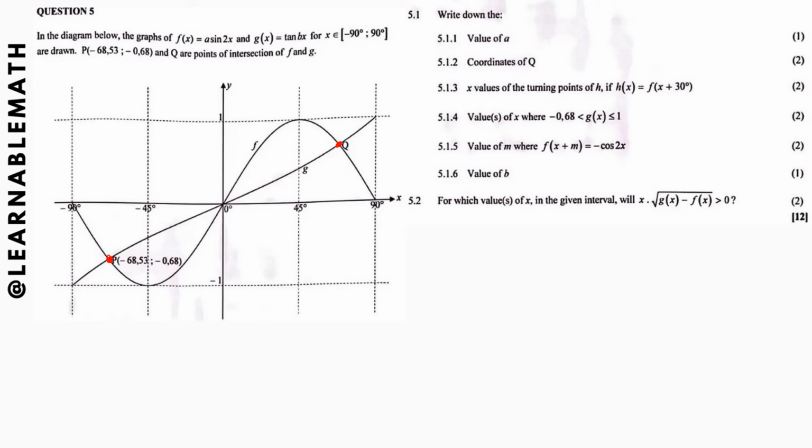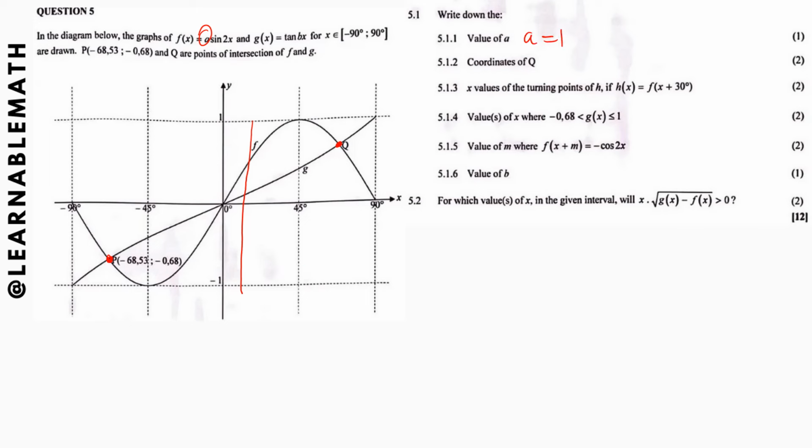So the first question, 5.1.1, says find the value of a. It's only for 1 mark, right? So if you check, a is the amplitude of the sine graph. Obviously, you'll say half the distance from maximum to minimum. So you can see the distance from 1 to minus 1 is 2, but half the distance, the amplitude, is 1, right? So obviously a equals 1.